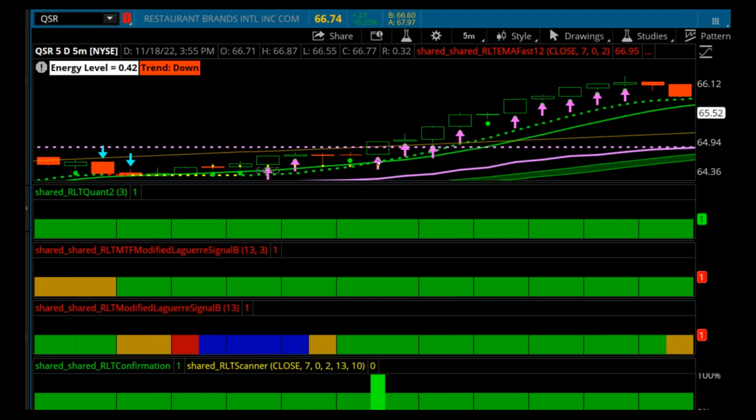But here's the key here. You see how the stock is running along this little green line here. That's the 15 EMA.